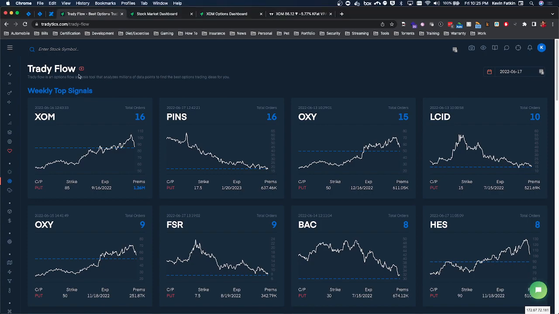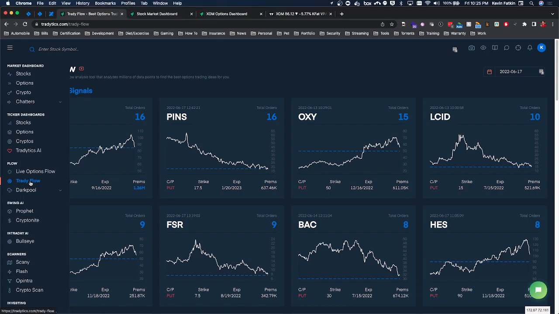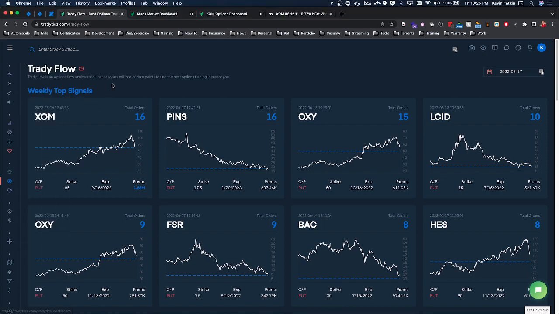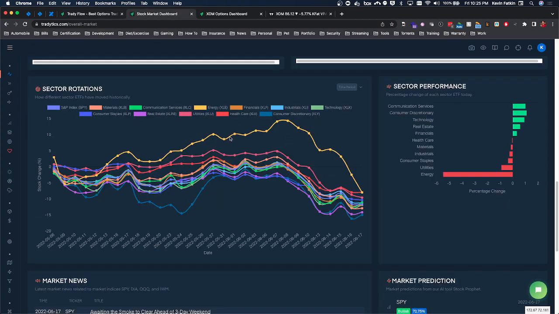You can see here I have the TradyFlow dashboard up, which you can find here on the left toolbar on TradyFlow. Now the signals that TradyFlow generates are absolutely incredible. One thing I noticed is that XOM and Oxy kept popping up, which are both energy plays. All week, if you look at this yellow line here, XLE, this is the energy sector. And you can even see from the bar here, all week, we have been seeing energy coming down hard.